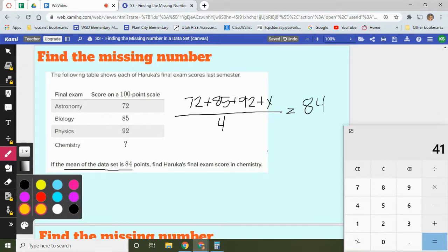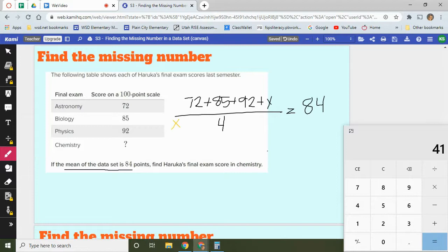So once it's set up again, process stays the same. We times by 4 to get rid of it. 84 times by 4, oh, not 6, times by 4 is 336 equals, now remember we add our group of numbers we have, 72 plus 85 plus 92, 249 plus x.